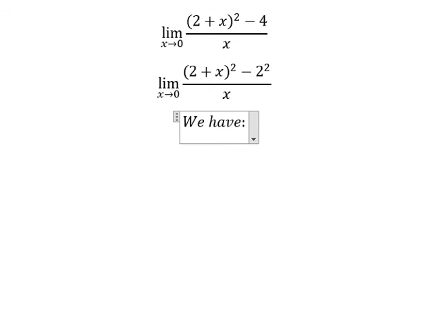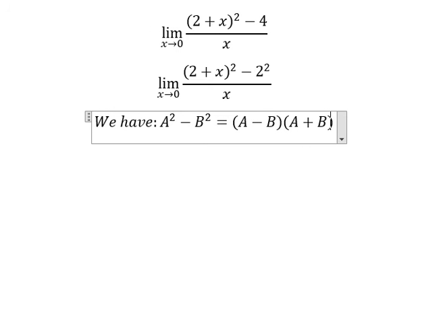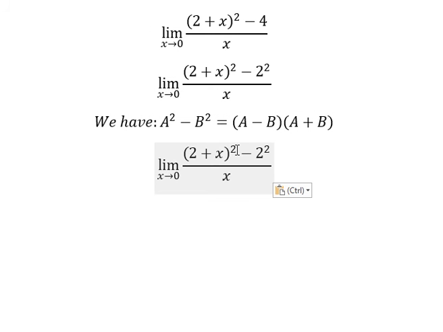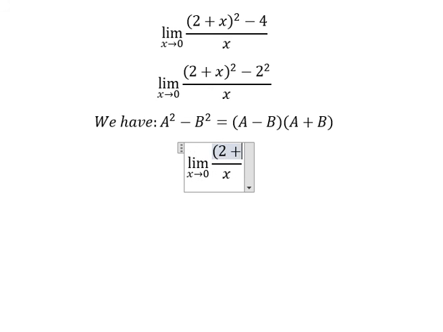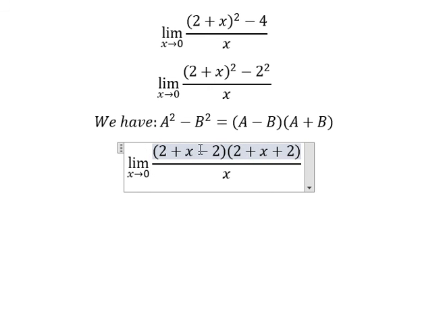That is about a square minus b square equals to a minus b multiplied by a plus b. So this one is about a square. This one that's about b square. So we will have about 2 plus x minus number 2 and 2 plus x plus 2.